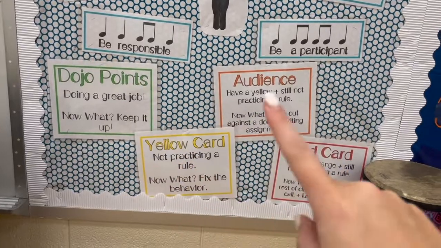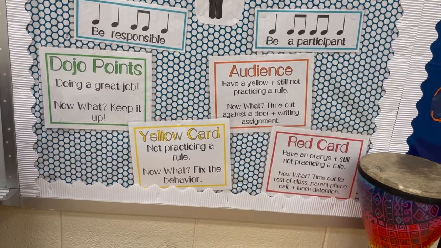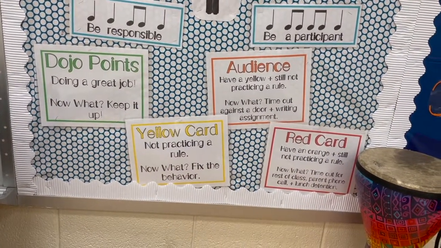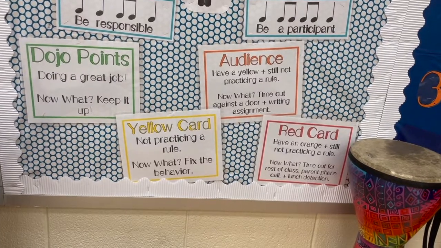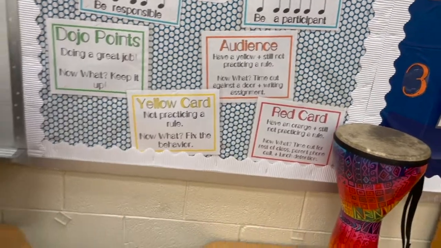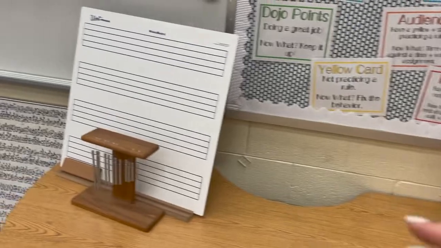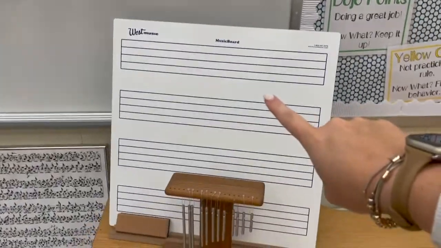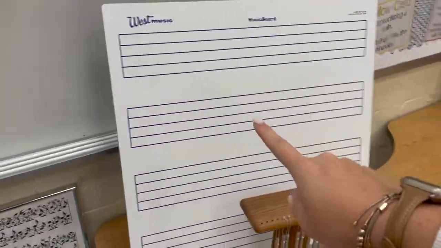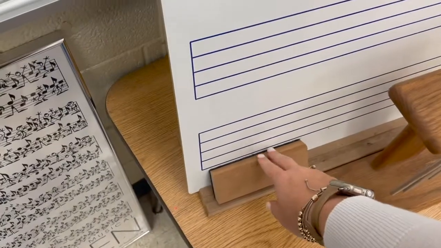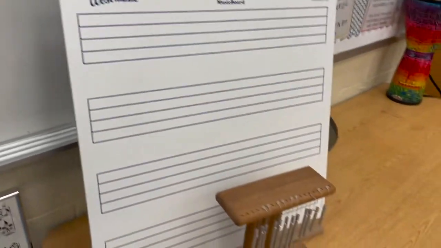And then I do the card system for classroom management, which reminds me I need to go print out some cards because I think I threw all of them away because they were gross. And yeah, this thing is beautiful. It's from West Music, and it's a whiteboard that obviously has a staff on it, and it came with the little ledge and then this, and I absolutely love it.